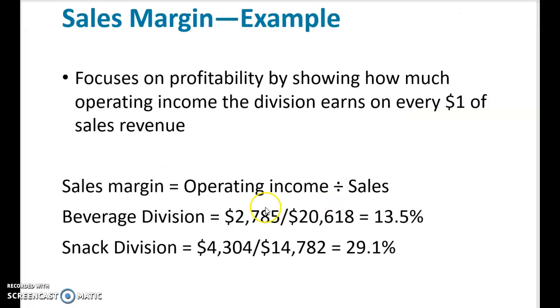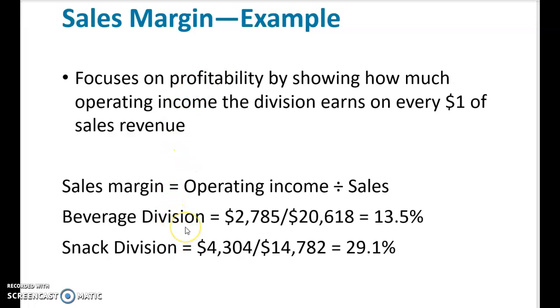Okay, and here's a sales margin example. It focuses on profitability. And think about that. Sales is on the income statement, so we're talking about profit. It focuses on profitability by showing how much operating income the division earns for every dollar of sales revenue. So for every dollar of sales revenue, how much ends up in operating income?